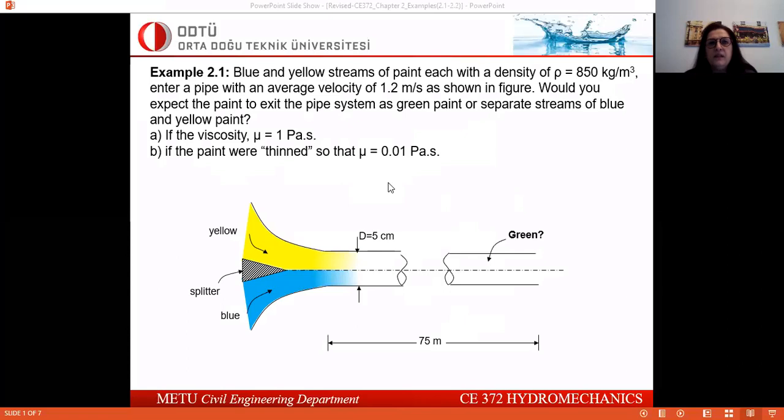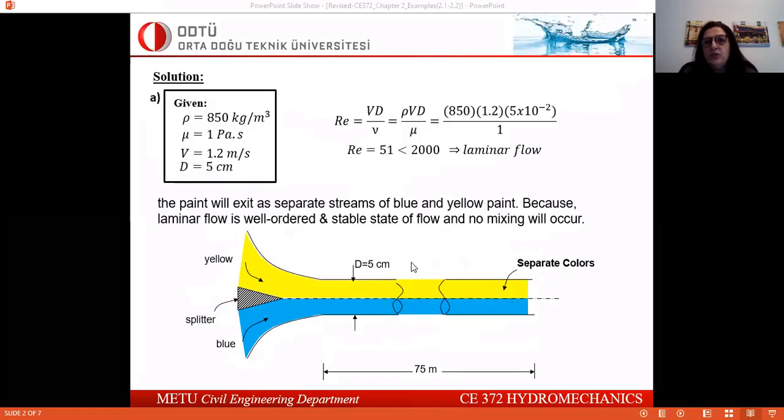So we can go back to our problem. Hence, you had been given the solution here. Similarly, as you see, the Reynolds number becomes less than 2,000. Hence, we name it laminar flow. So the paint will exit as separate streams of blue and yellow, because laminar flow, as we had just discussed, is a well-ordered, stable state of flow, and there is no mixing. So that is the visual that we are going to see.